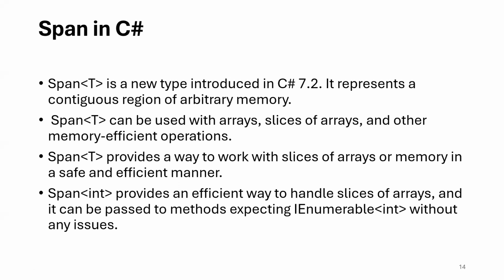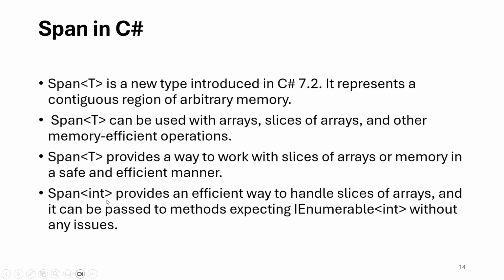Just as we have arrays, similarly we have Span of T. Of course, it is a generic type which can handle different kinds of data, introduced in C# 7.2. Span of T can be used with arrays, slices of arrays, and other memory-efficient operations. It provides a way to work with slices of arrays or memory in a safe and efficient manner.